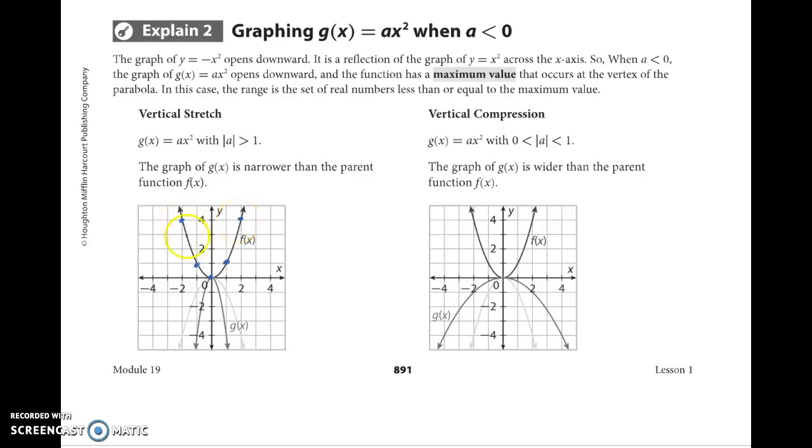Well, if you multiply, let's see, this was the point negative 2, 4. If you multiply 4 by a negative, you're going to get negative 4. This was the point negative 1, 1, and you multiply 1 by a negative, you're going to get a negative 1. So it just means that when you multiply by a negative, your U is now going to go downward. And the book separates it as vertical stretch or vertical compression, but look what happens with both of these. You flip it downward because of that negative, and then with the compression it just makes it wider, or like with this one it made it narrower. So let me show you what that looks like quickly.